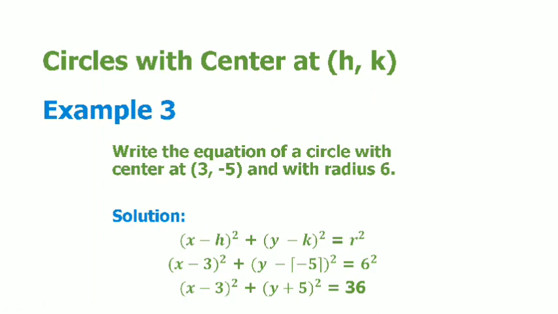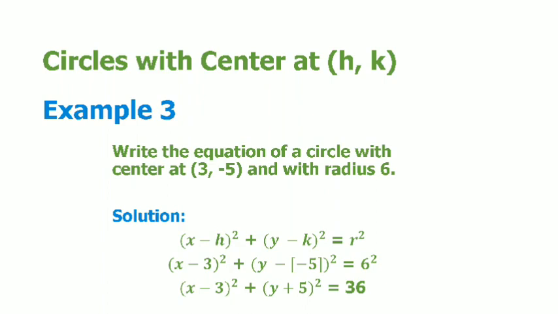We have now circles with center at (h, k). When we say (h, k), it is a point on the Cartesian plane except the origin. So anywhere in the Cartesian plane except the point of origin, or (0, 0).